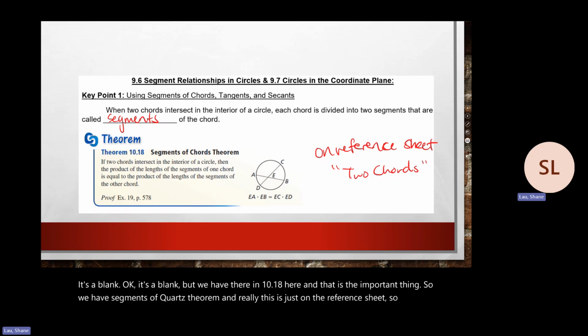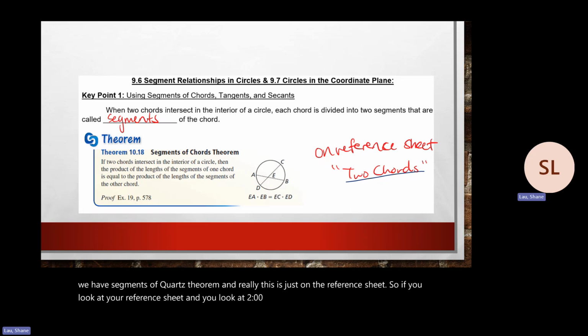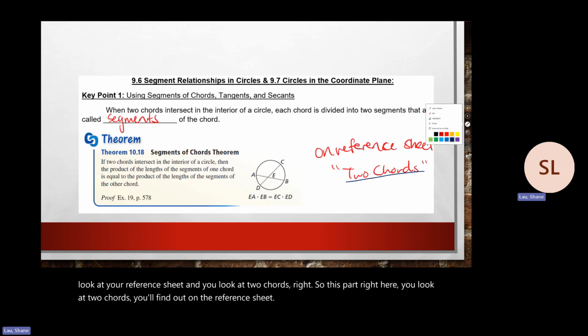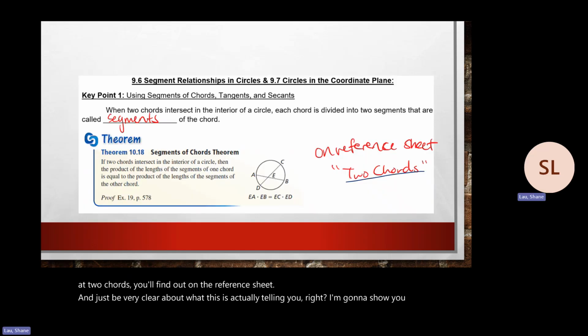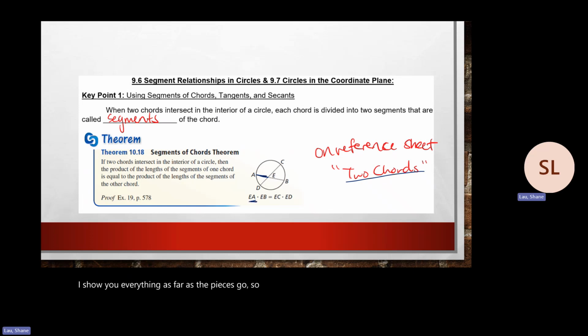So if you look at your reference sheet and you look at two chords, you'll find it there. And just to be very clear about what this is actually telling you, I'm going to show you everything as far as the pieces go. So here's AE, and AE is this blue. Similarly, we have, let's say this red, and red here is EB.